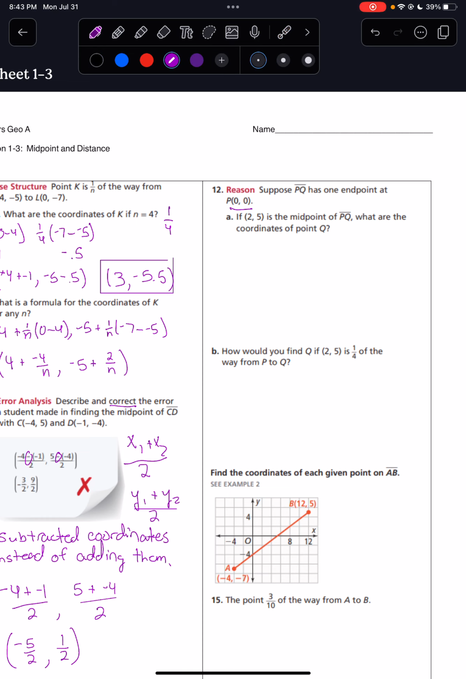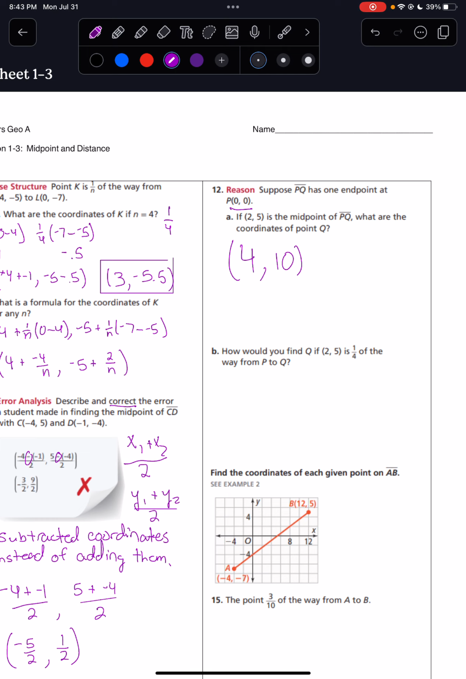And since (0, 0) is the origin, I know that from 0 to 2 is 2 units, so my point Q is going to be double that, or 4 units away from 0. And then my y-coordinates go from 0 to 5. We're going to double that and make that 10 units away from 0. So the coordinates of point Q are (4, 10).